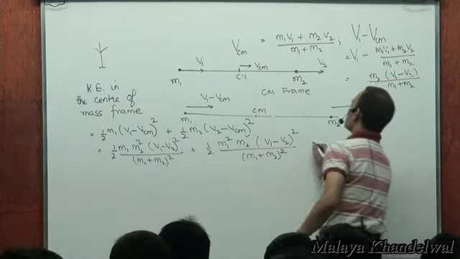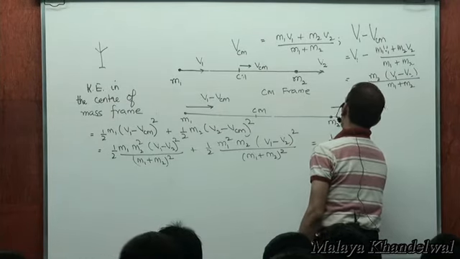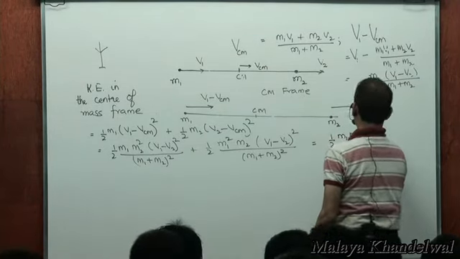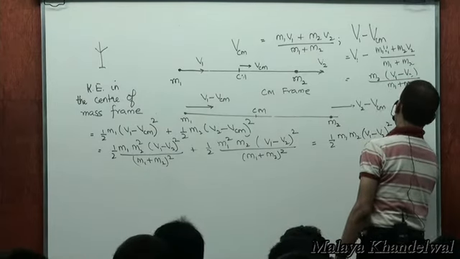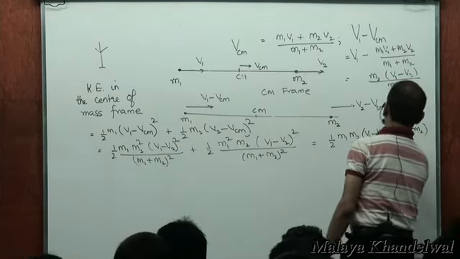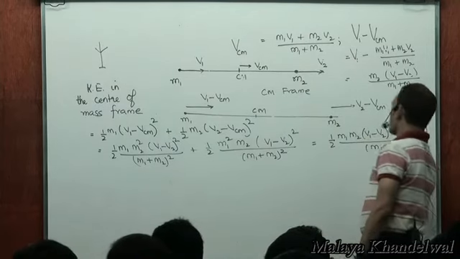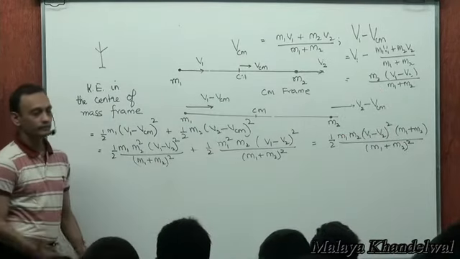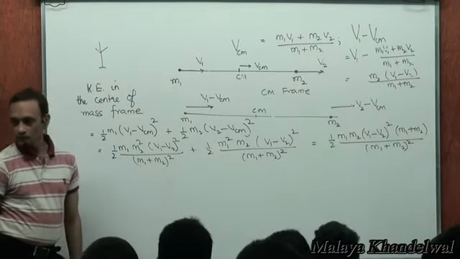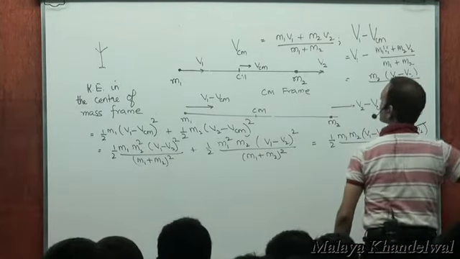Now, in this equation, I choose to do the following. Half m1 m2 into (v1 minus v2) whole squared into (m1 plus m2) by (m1 plus m2) whole squared. What do you say? Right? This will get cancelled.